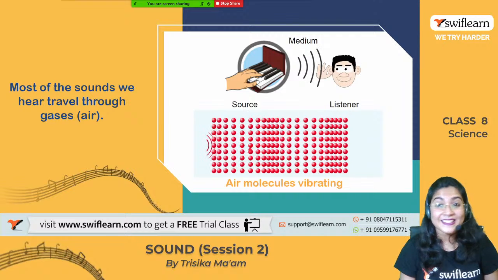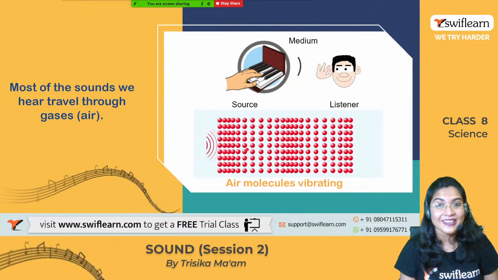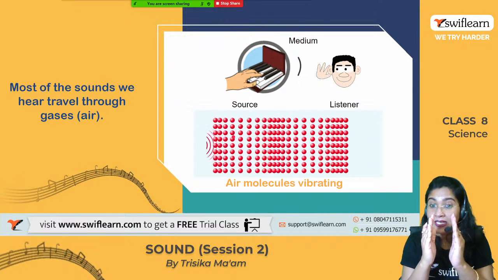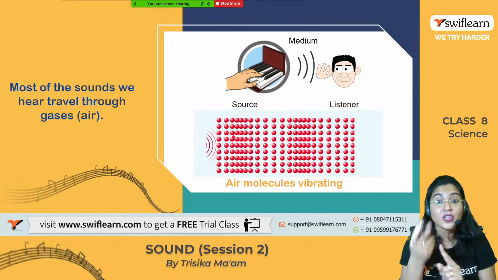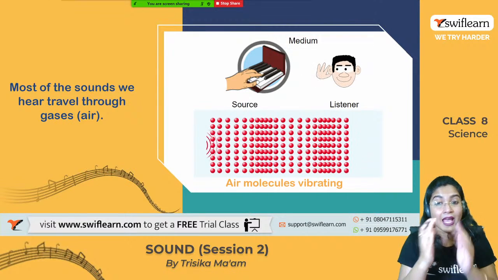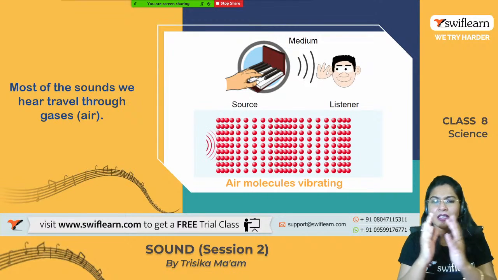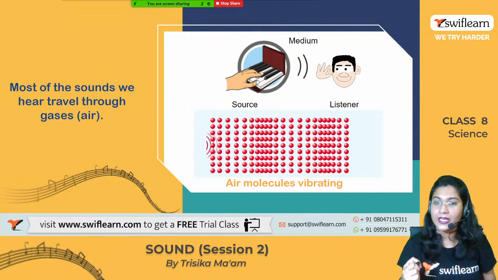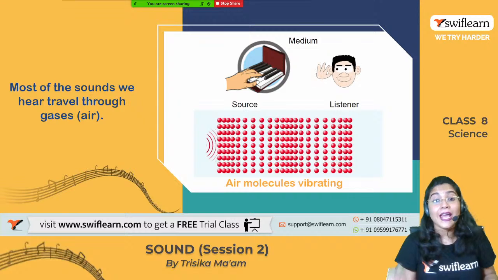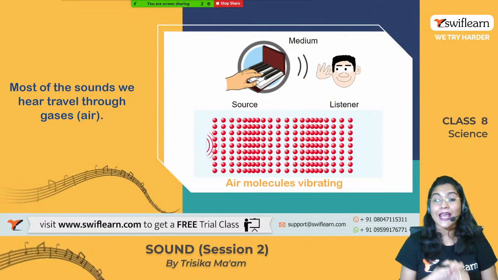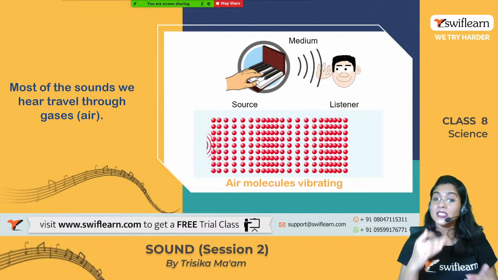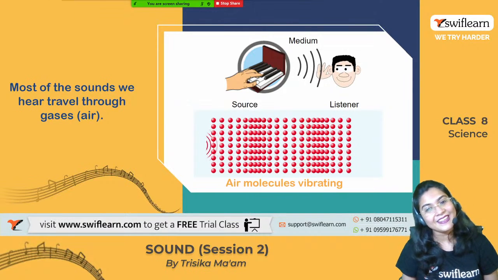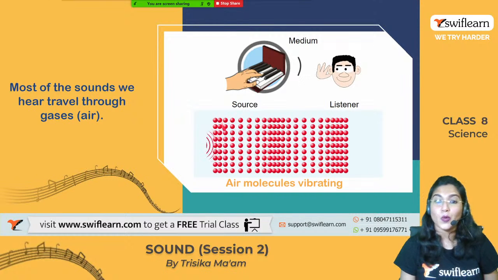Yes, isn't it just like the slinky? So there are certain molecules which are compressed in the air, and that region we call the compression. Just behind it, certain air molecules are going apart from each other. It is spreading, and that is the rarefaction. This compression and rarefaction cause the sound waves to travel through the air. Fine? Have you understood? Okay.